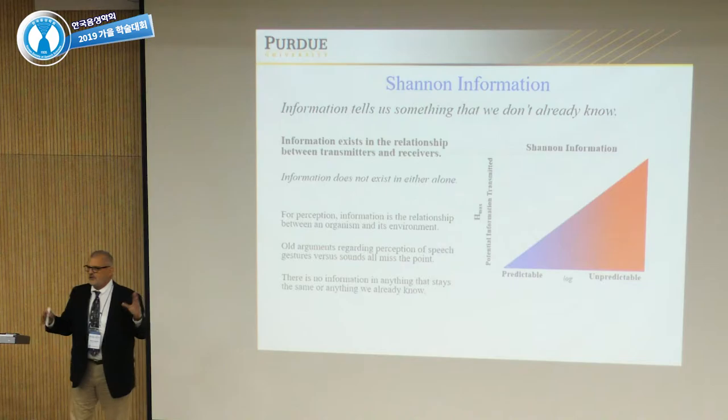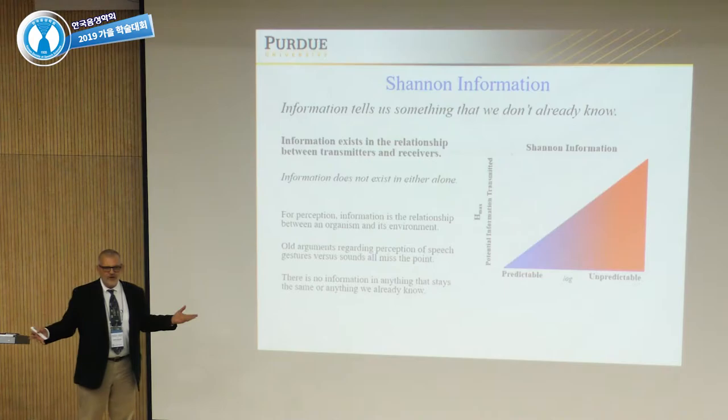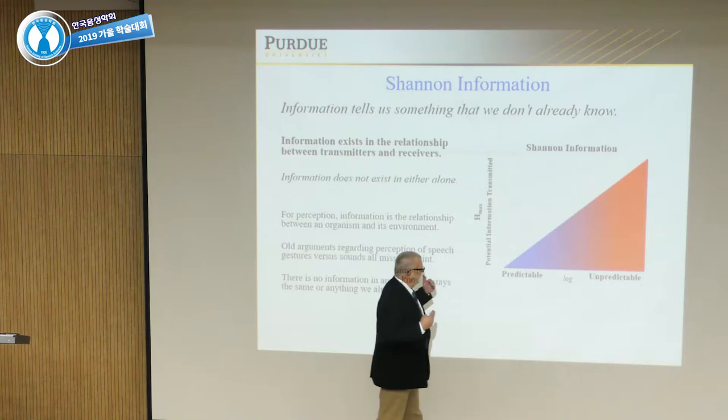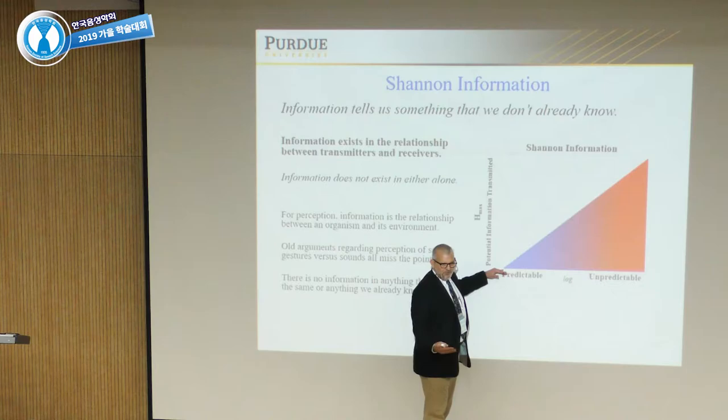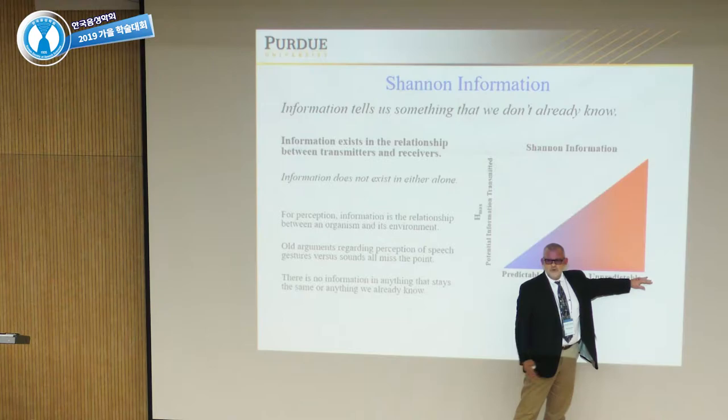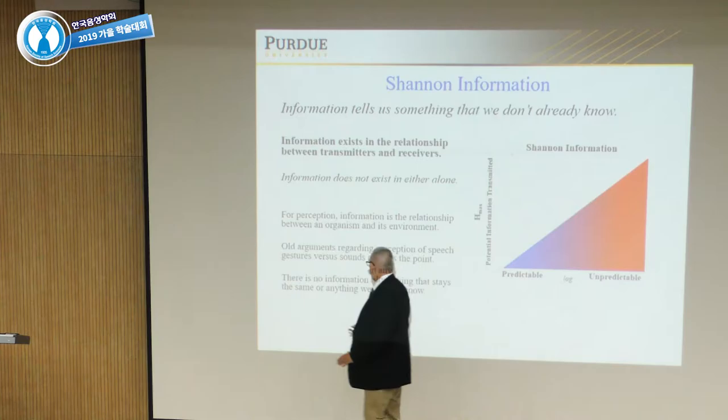Information is something you don't already know. If you know it, if it's already there, it's not information. So if you get your head around this, what this means is when something is very predictable, there is no information. And if we got out to something like white noise, where nothing's predictable, that actually has the most potential information. So there's no information in anything that stays the same or in anything we already know.